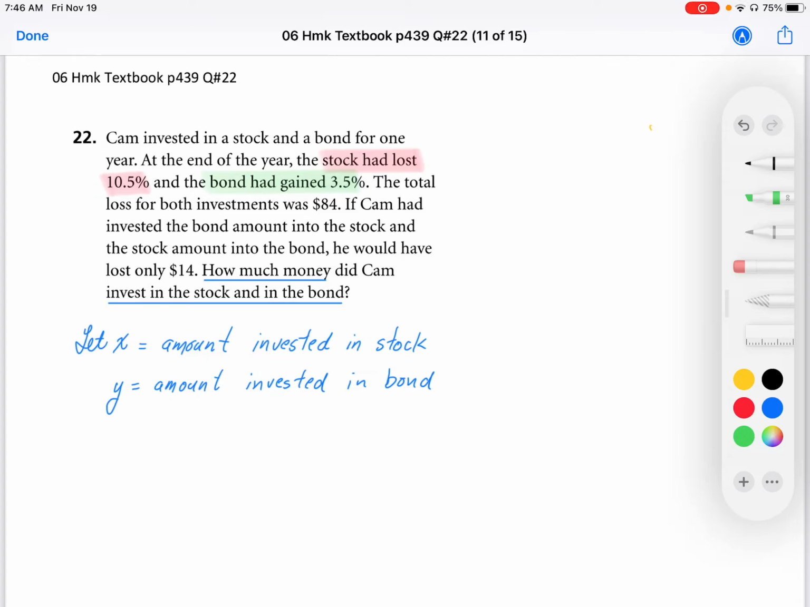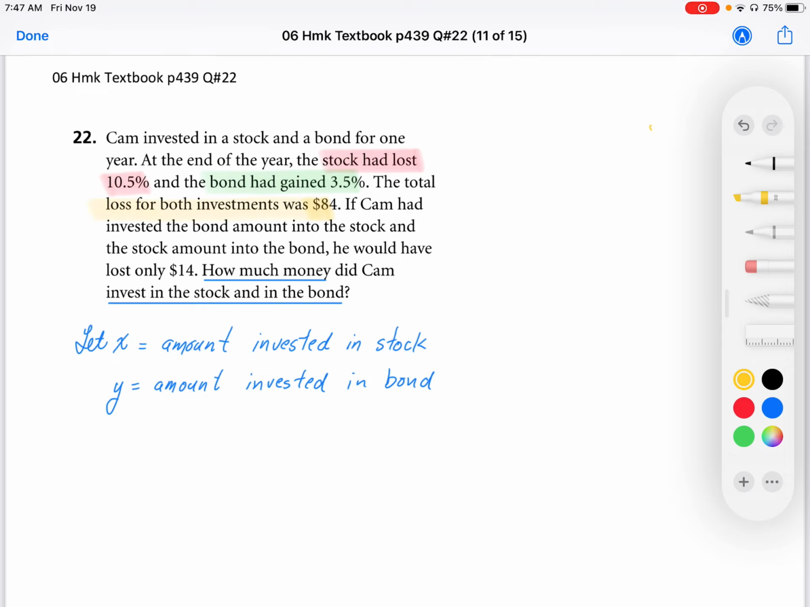Cam invests in stock and bond for 1 year. At the end of the year, the stock had lost 10% and the bond had gained 3.5%. So we're earning some money from the bond, but we're losing money in stock. The total loss for the investment was $84.